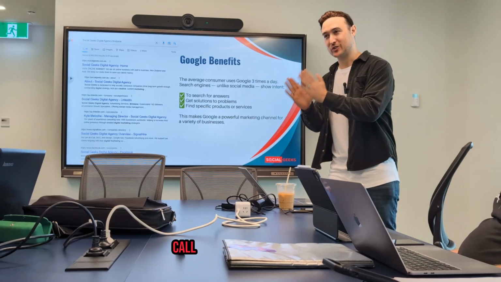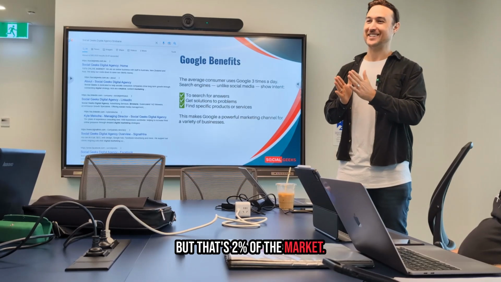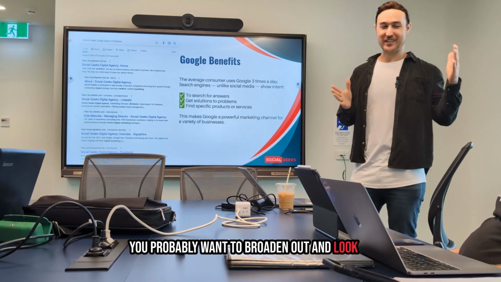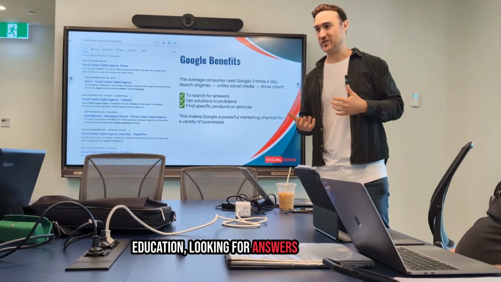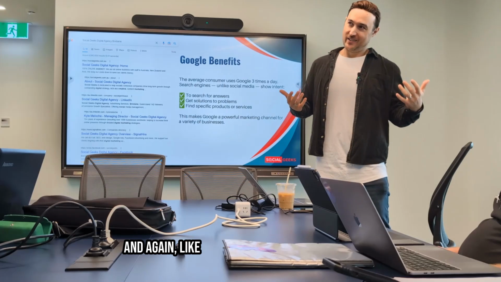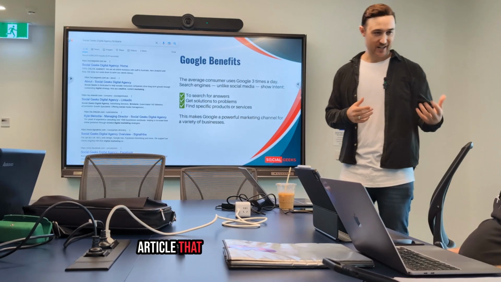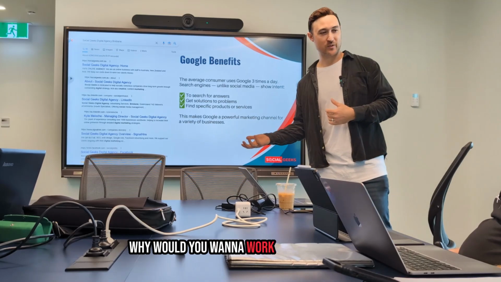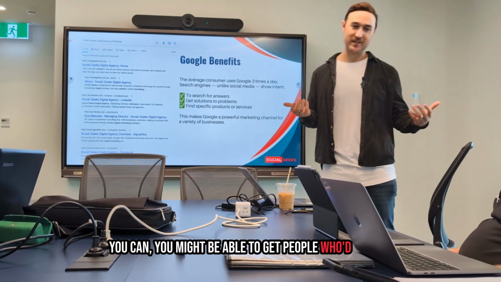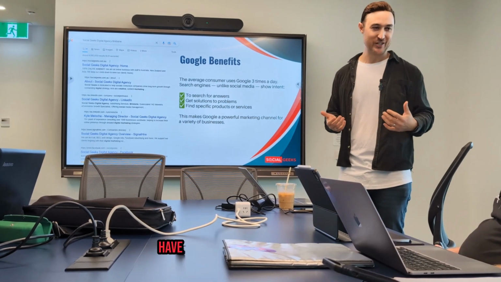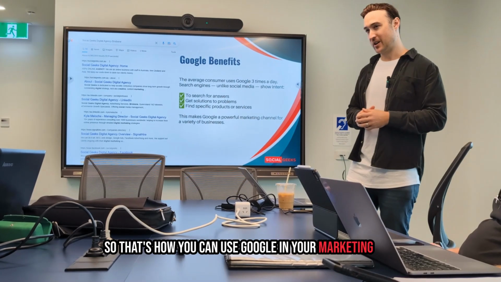Everybody goes for what we call transactional searches. How can I get the people who are ready to buy? That's 2% of the market. You probably want to broaden out and look at how you can target people who are looking for education, looking for answers to questions. Again, they might not go with you, but if they can consider you and you have a well-written article that answers questions about why you would want to work with a real estate agent versus selling your house yourself, you might get people who say, you know what, maybe I should just give Lee a call, have a chat and see what he can do. So that's how you can use Google in your marketing mix.